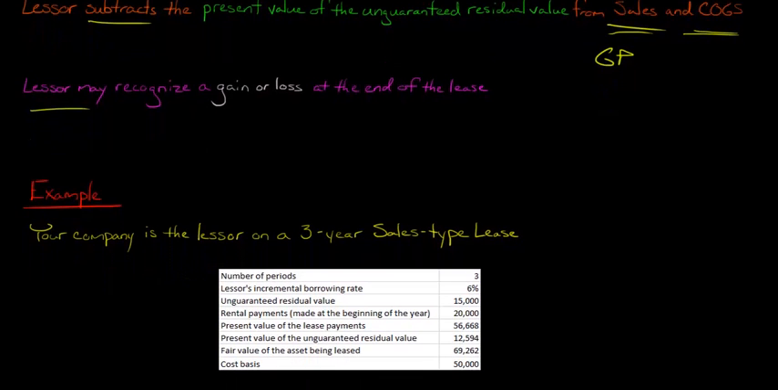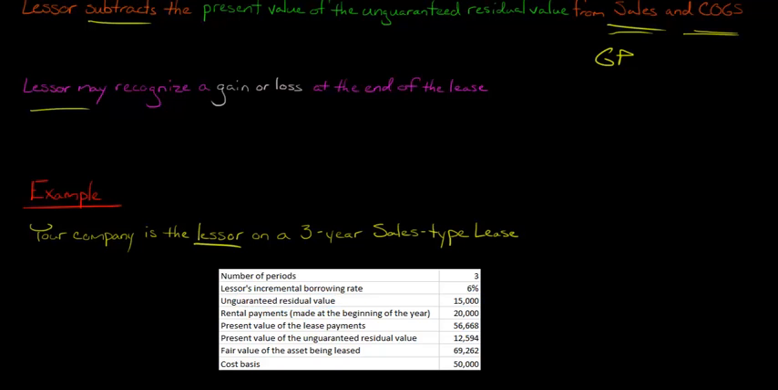Let's say that your company is the lessor on a 3-year sales type lease. If you don't know what a sales type lease is, I've made another video. I encourage you to go watch that. But I'm going to go through this quickly because we've talked about this before. So we've got a 3-year lease, 3 periods, a 6% discount rate. The unguaranteed residual value is $15,000.